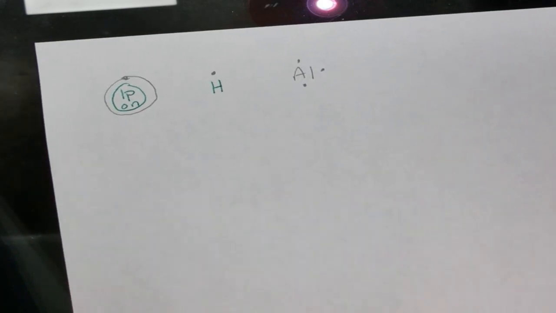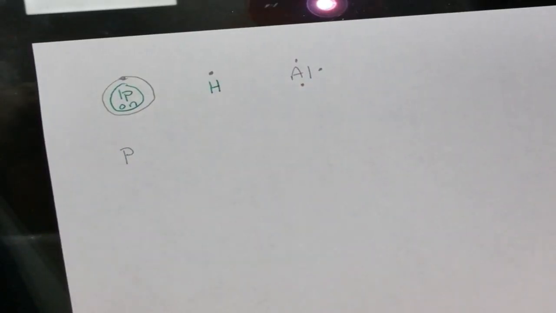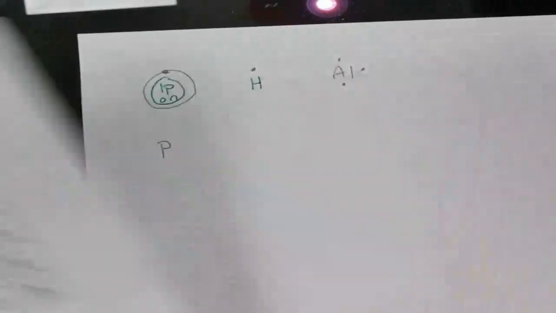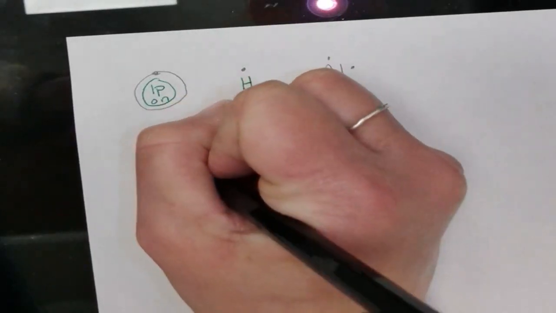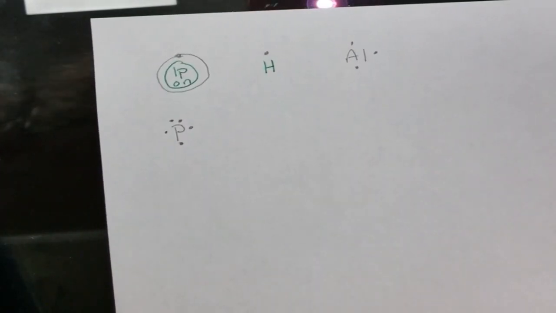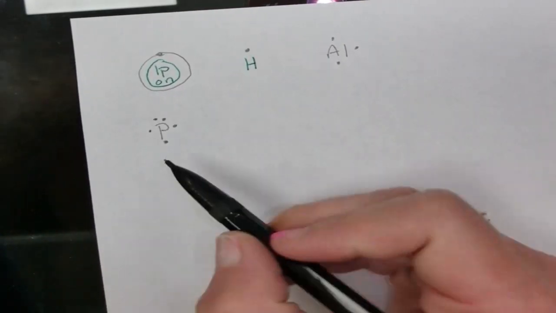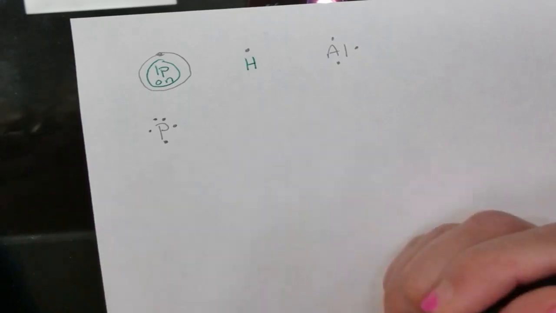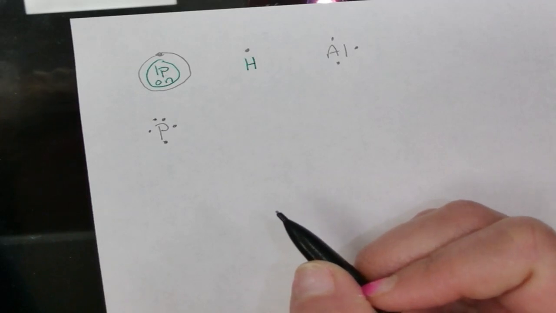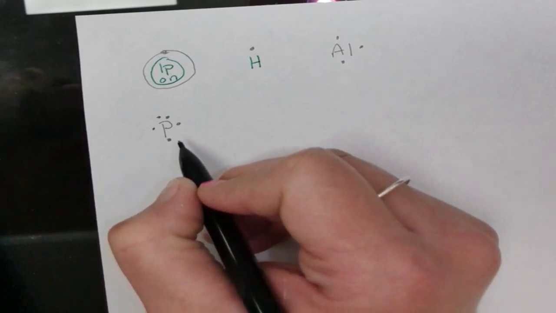So let's start with our first example of an ion. And we're going to start with phosphorus, all right? Now, phosphorus is in group 5A. It has 5 valence electrons. So I'm going to start by drawing phosphorus in its neutral form. Now, to create an ion, phosphorus is either going to lose 5 or gain 3. Remember, we always choose the smaller option. 3 is smaller than 5, so gain 3.